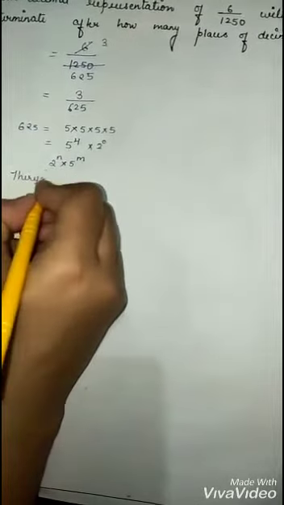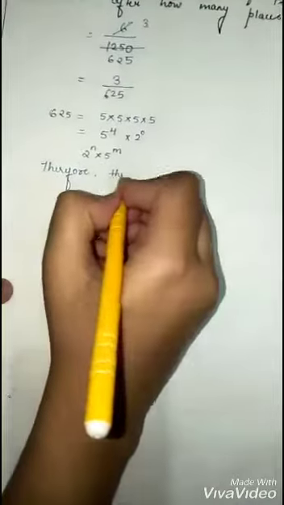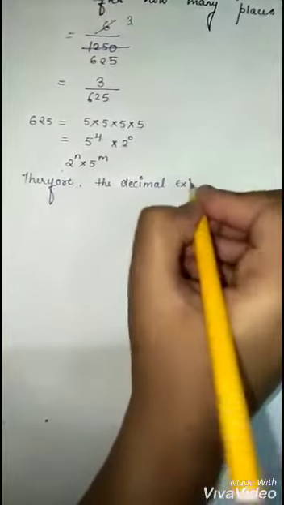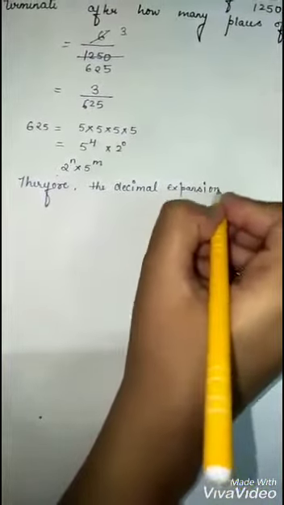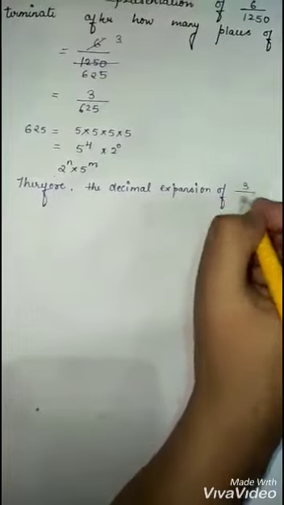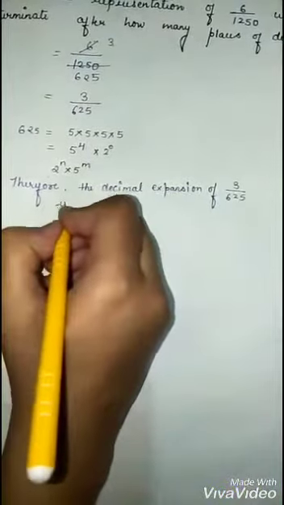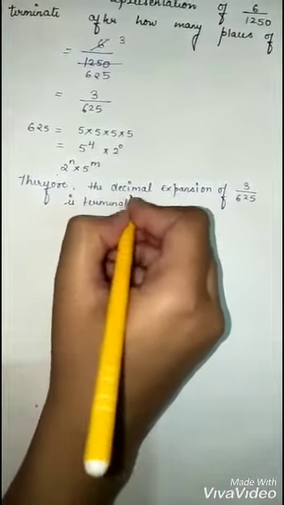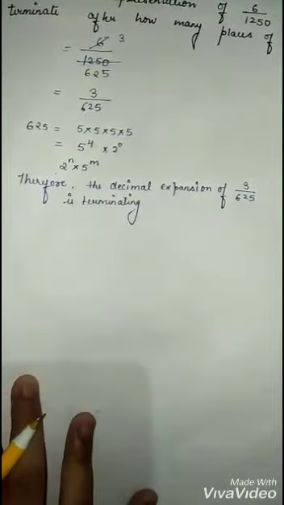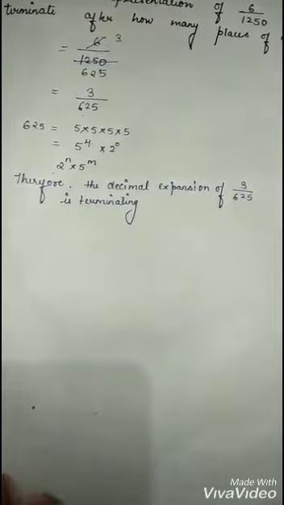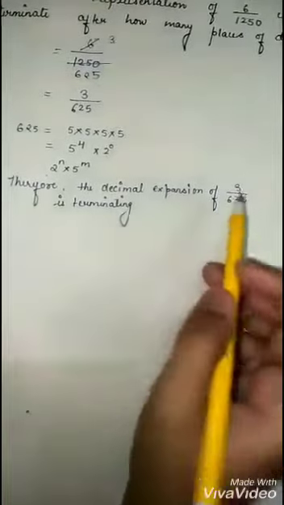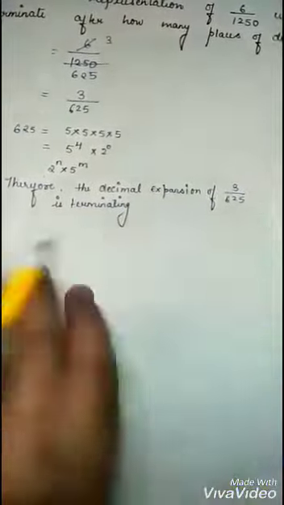Therefore, the decimal expansion of 3/625 is terminating. Now we have to know, for these terminating numbers, the next step is doing it without actually performing division. We find the decimal number.